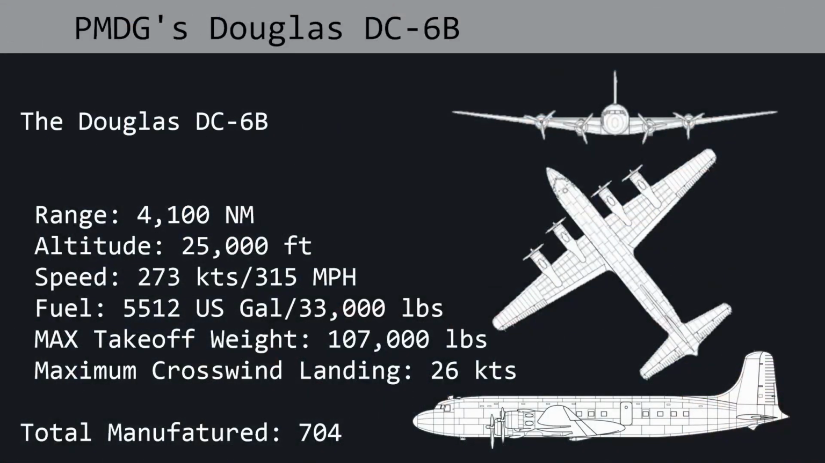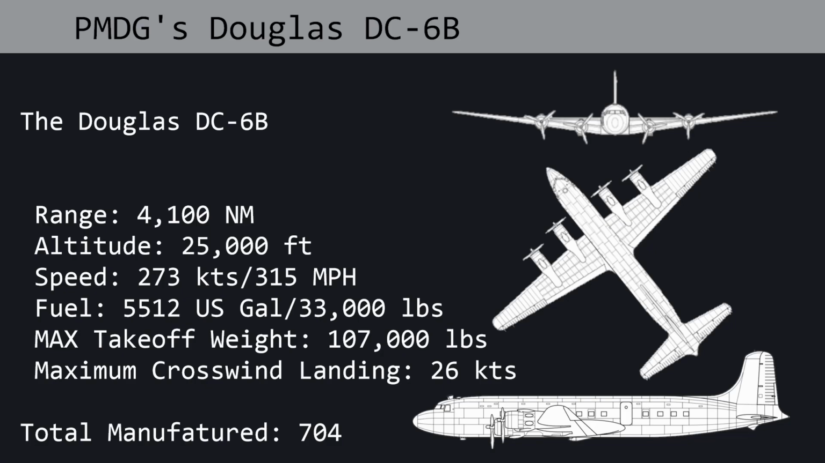DC6B, the one that we're flying today, has a range of about 4,100 miles. Thing about that range, though, is you can't be fully loaded. You can either be fully loaded or you can have a range like that, so you had to carry less passengers and cargo if you wanted to go the full 4,100 miles.